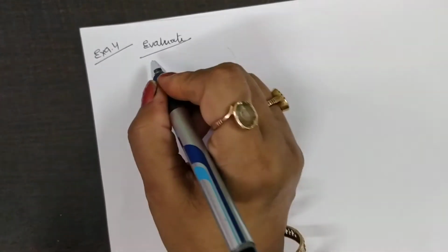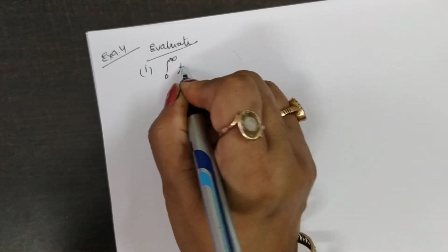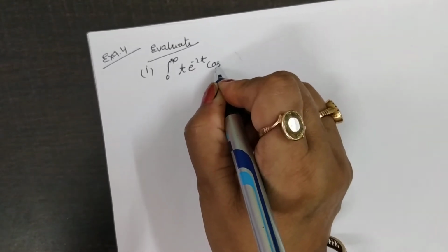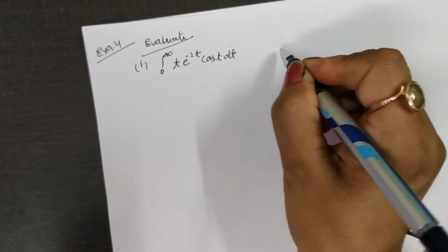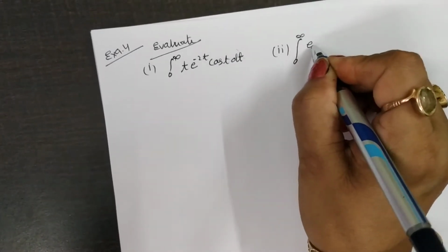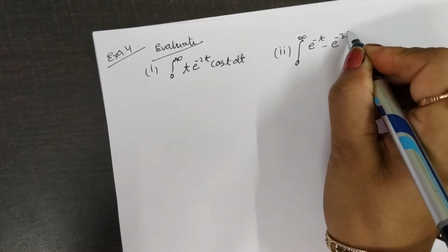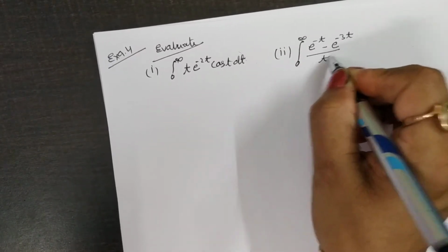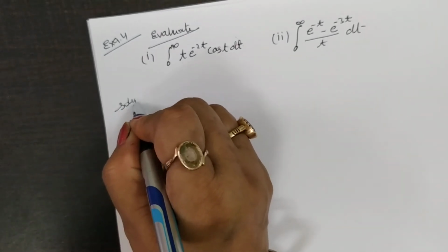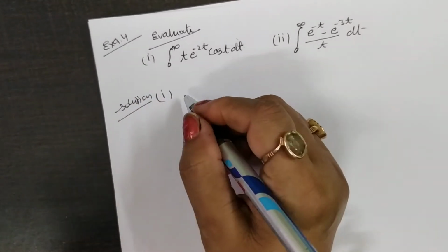The first question is the integral from 0 to infinity of t e to the power minus 2t cos t dt, and the other is the integral from 0 to infinity of e to the power minus t minus e to the power minus 3t, divided by t, dt. To solve this question, we solve part 1 first.